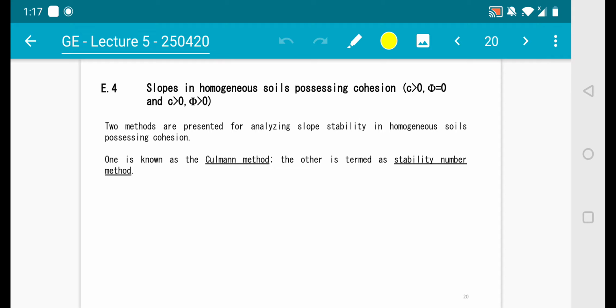Now let's look at another type of soil. This is subtopic number 4: slopes in homogeneous soils possessing cohesion. So with cohesion more than 0 and internal friction equal to 0, and cohesion more than 0 and internal friction more than 0. Two methods are presented for analyzing slope stability in homogeneous soils possessing cohesion: one is known as the Culmann method, and the other is termed the stability number method. So two types of method.